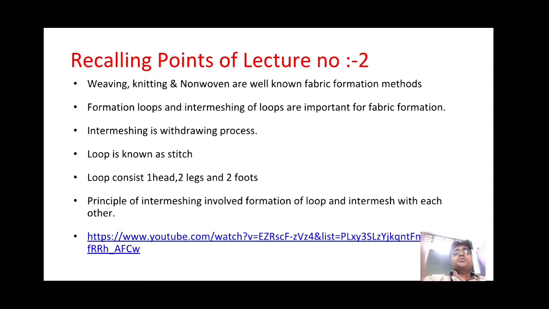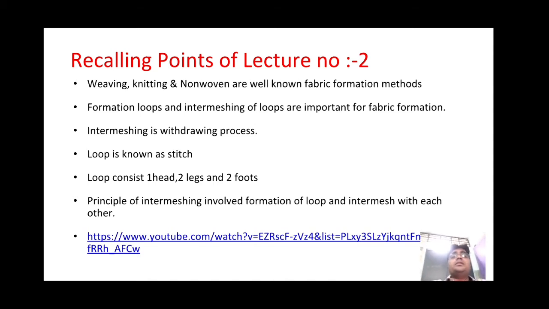Then, a loop is also known as a stitch. So sometimes it is referred to as a stitch. While learning this particular course we may refer to a loop as a stitch, but do not get any confusion. A loop is also known as a stitch.